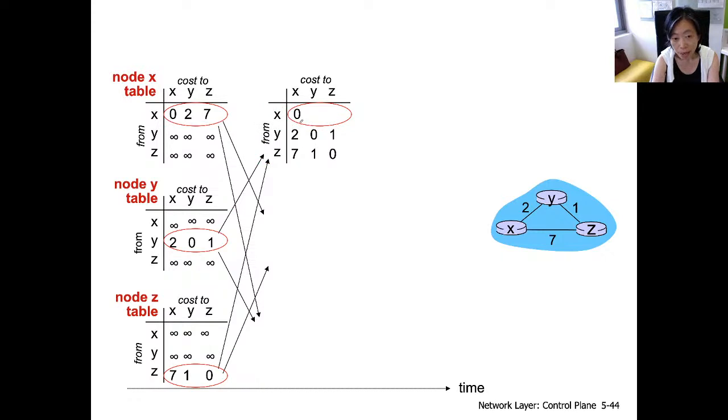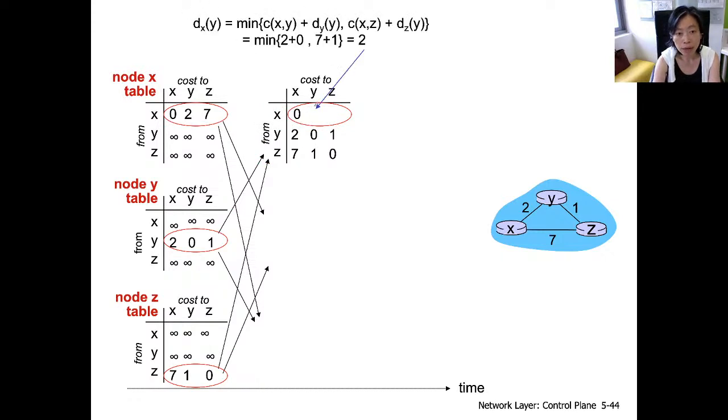Therefore, we'll need to recalculate dx again. What I meant by that is simply to calculate this value and this value. So that is dxy and dxz. Now, to calculate dxy, recall the Bellman-Ford equation. So it's actually to try to find out the shortest distance from the source to the destination. Now, this is source x to destination y. So source x to destination y.